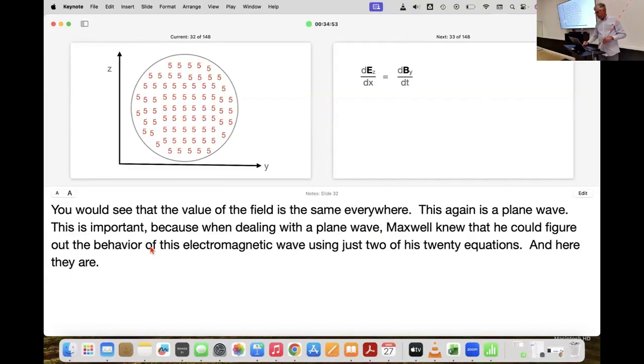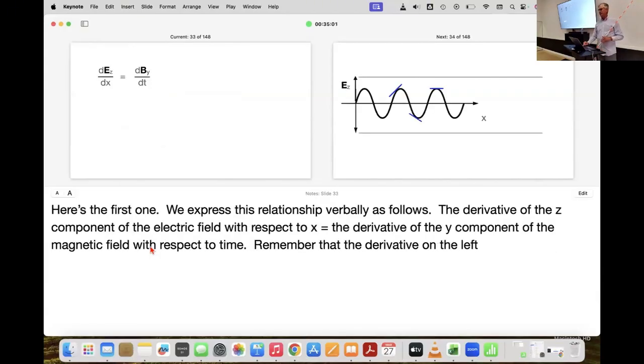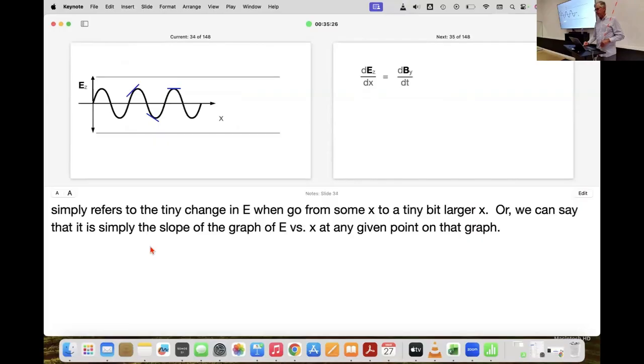So here are the two equations that we're going to use. We only need these two to figure out the behavior of this wave. Okay, so now we go back to calculus notation. But it's very simple. We can express this verbally. We just say the derivative of the E field, the electric field, as a function of x equals the derivative of the B field as a function of time. Now that still sounds a little confusing, but remember, intuitively, that just means the following.